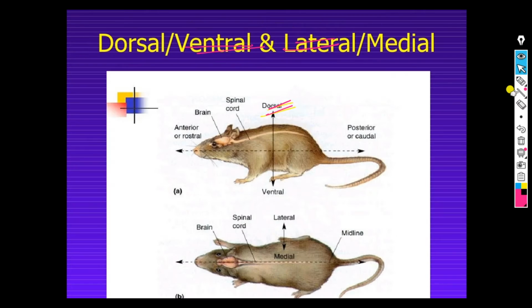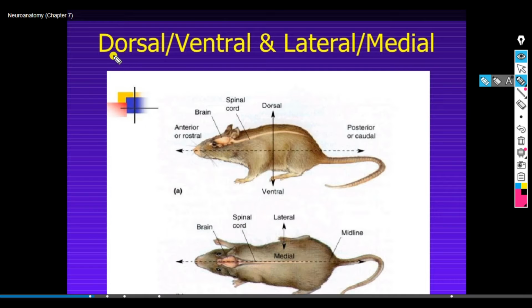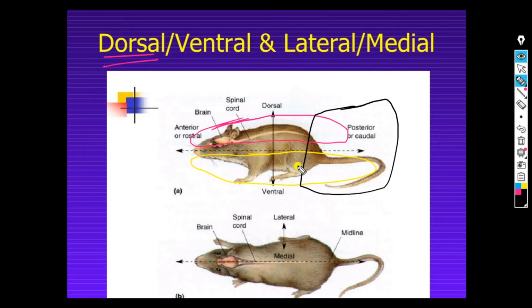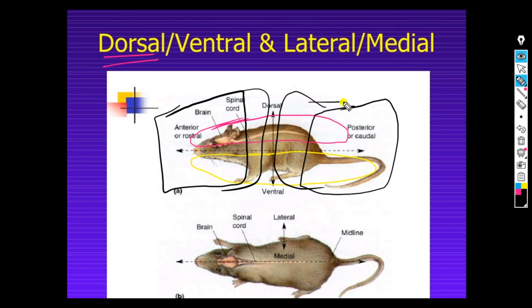So, dorsal view is from the upper view, and the ventral is the inferior view, and you can see the posterior and the anterior. And the medial, we have a midline. So away from the midline is lateral, and more near to the midline is medial.